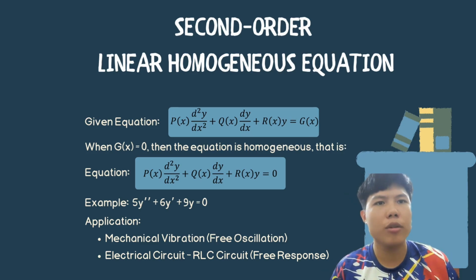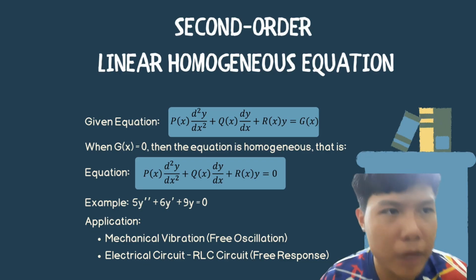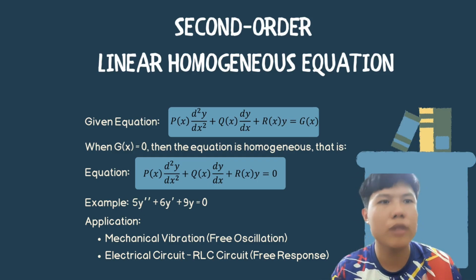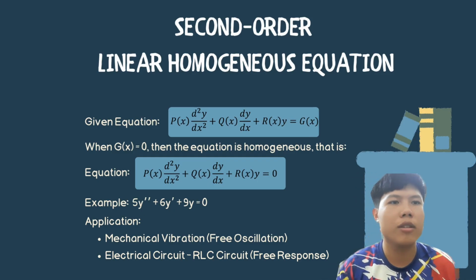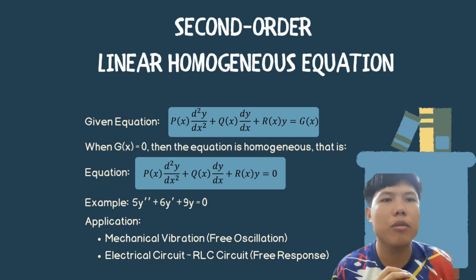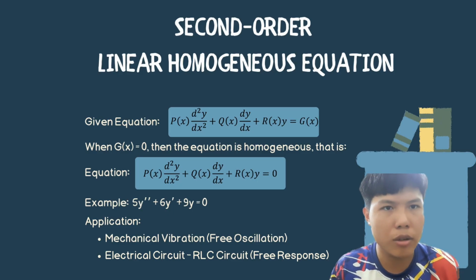Let us begin today's topic, that is the second order linear homogeneous equation. Based on the given equation, p(x) d²y/dx² plus q(x) dy/dx plus r(x) y equals g(x). When g(x) is equal to 0, that is the right hand side is equal to 0, then we can conclude that the equation is homogeneous: p(x) d²y/dx² plus q(x) dy/dx plus r(x) y equals 0.